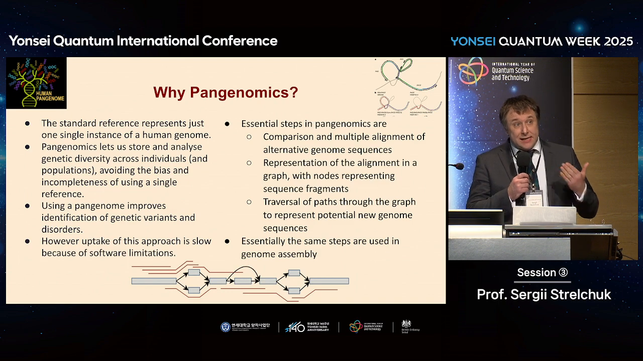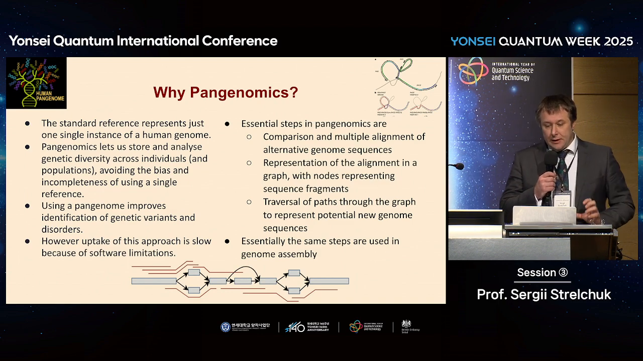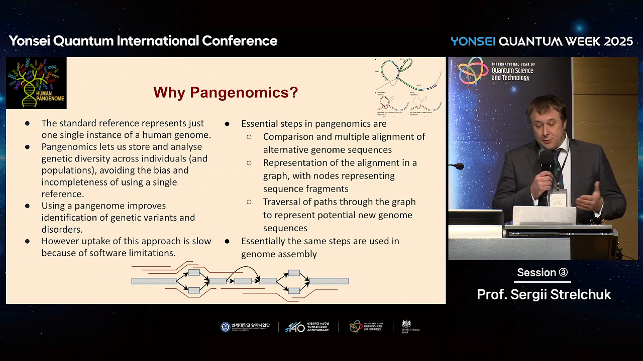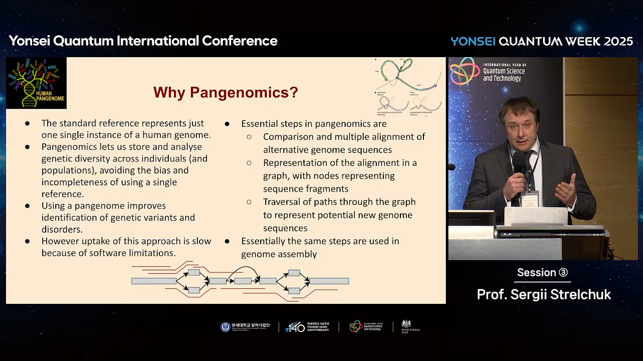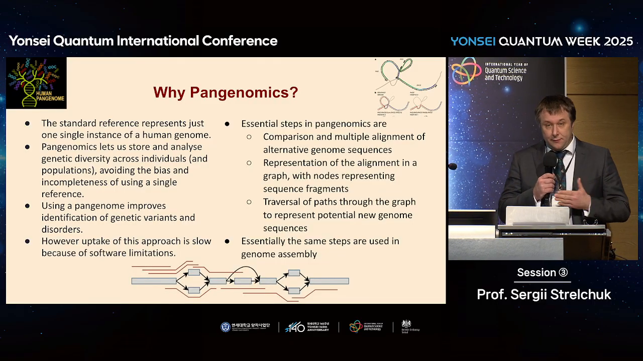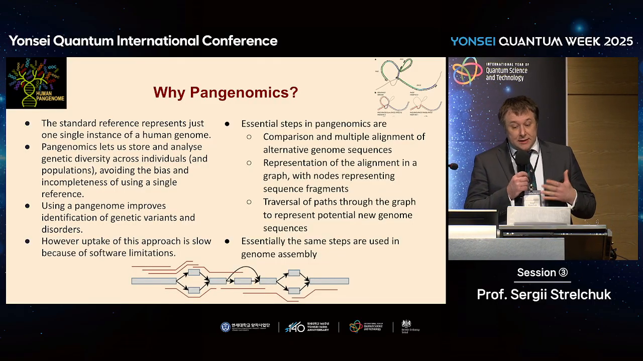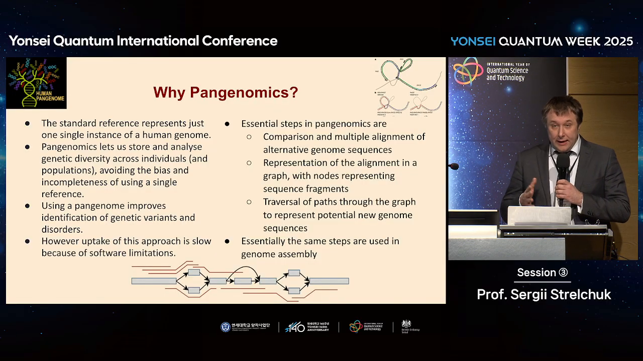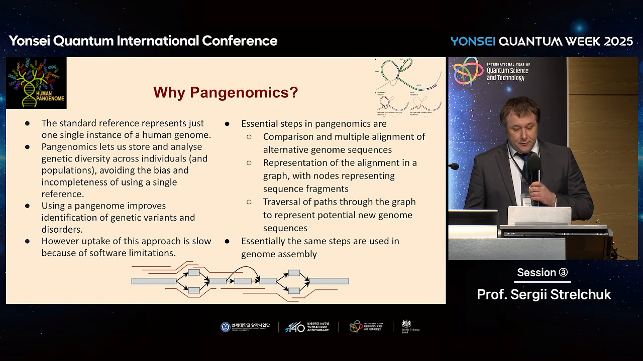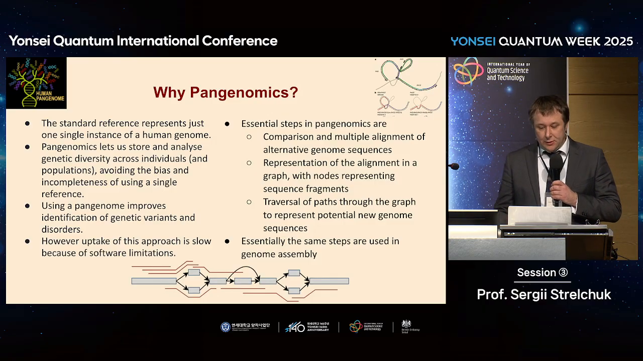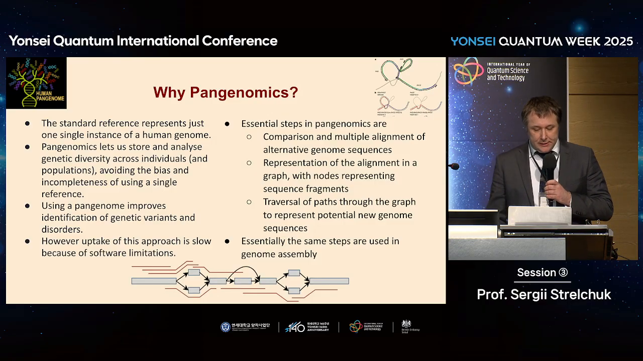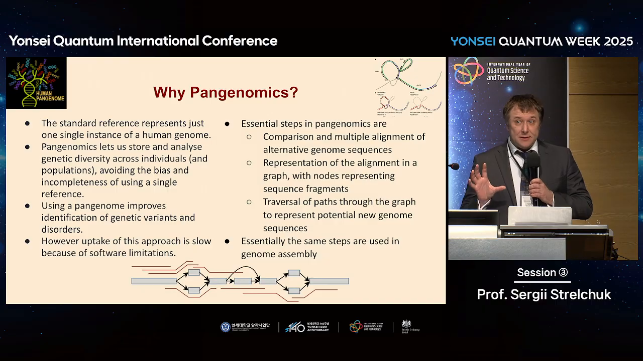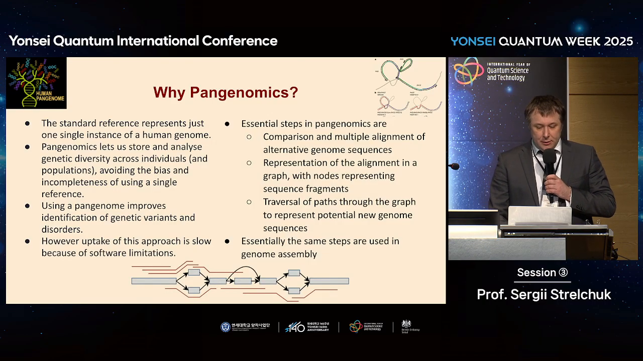There are several steps when you work in the field of pangenomics. The first one is you have to compare and do multiple sequence alignment of genomes. Then you want to represent this alignment in a graph with nodes representing sequence fragments. And then you want to traverse paths through the graph that represent potentially new genome sequences. These steps are very similar to ordinary genome assembly.